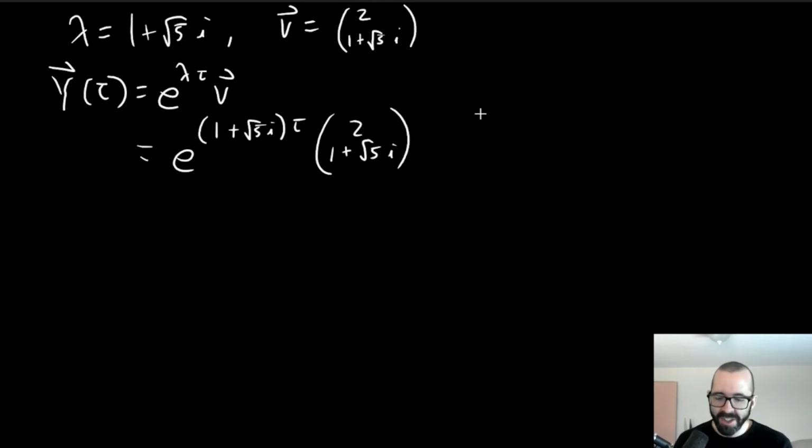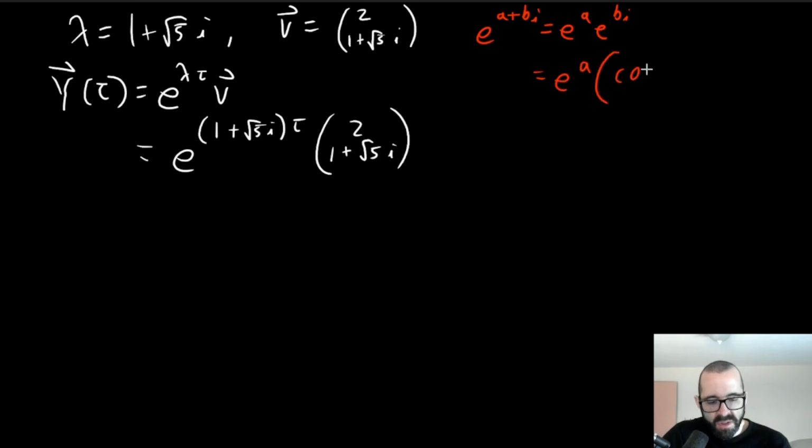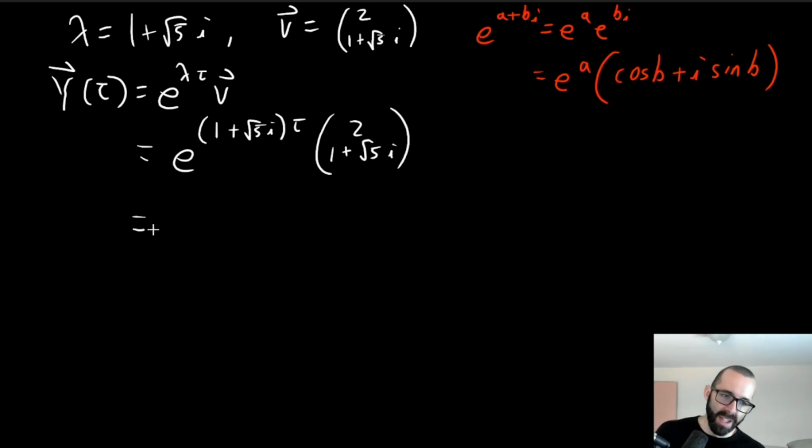To do that, we're going to need good old Euler's formula. Remember, Euler's formula says e to the a plus bi is the same as e to the a times e to the bi. And e to the bi was cosine of b plus i sine of b. So we're going to use Euler's formula to translate this into a different kind of complex valued solution.